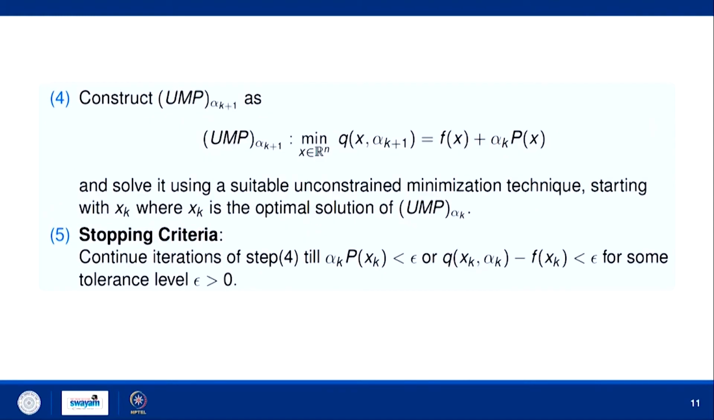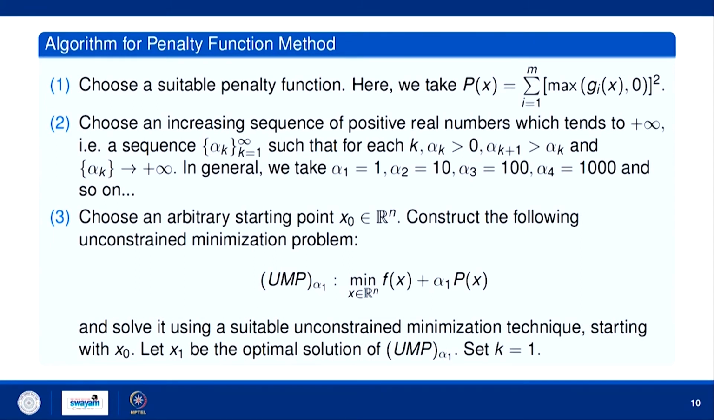The process will go on till we have either alpha k P(x k) less than epsilon, that means the penalty function is very small, or q(x, alpha k) minus f(x k) is very small, which is one and the same thing basically, for some tolerance level epsilon greater than 0. So, this is the main idea and the main algorithm behind the penalty function method.